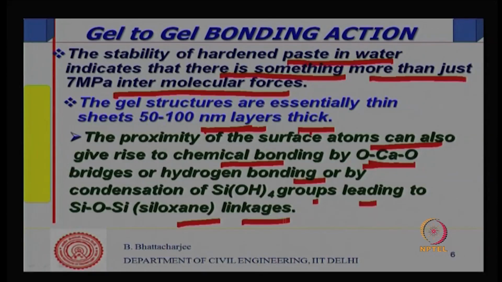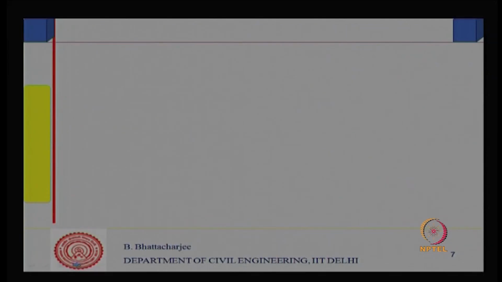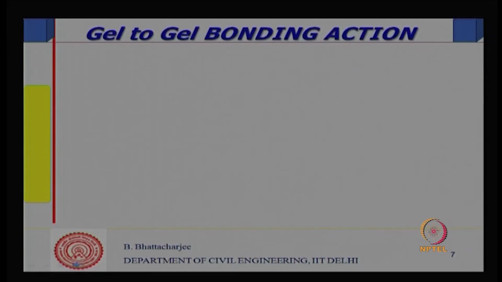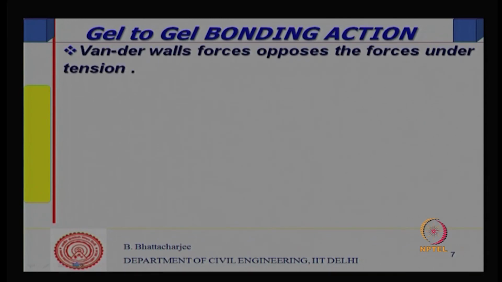So, other kinds of chemical bonding are also thought to be responsible for the bond between gel to gel in addition to the van der Waals bond, because it is stable in water. So, gel to gel bond is of van der Waals kind, or some sort of chemical bonding may also be present, and that is what results in strength of gel. Well, if tension is applied, these forces will oppose the tensile force. So, separation will be opposed by these forces which are bonding the gels.